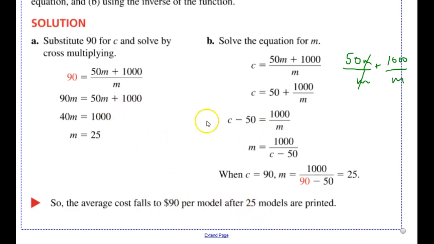So there's two different ways I can do this, right? I just simply substitute it. And then the second way is I found the inverse of that function and then I plugged the number in. So let's look back at our learning targets and see how we did.